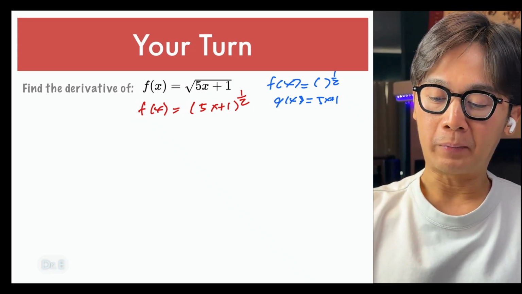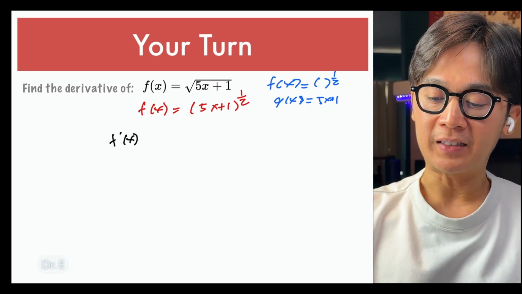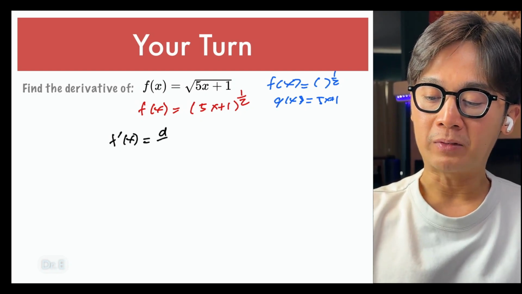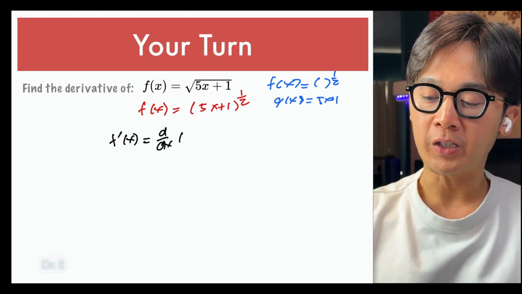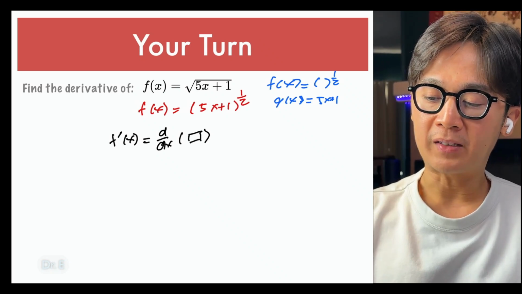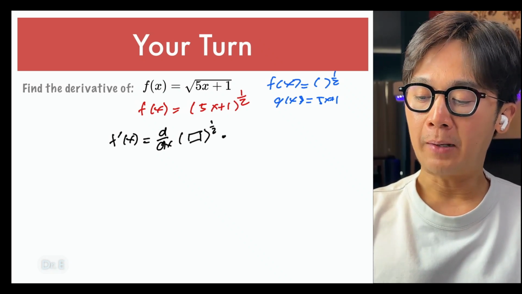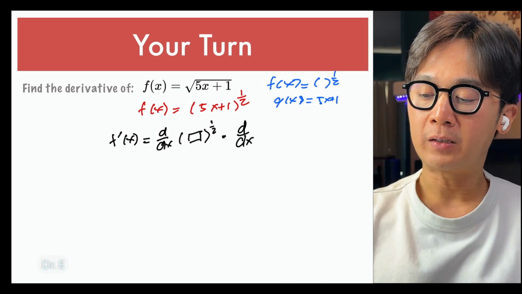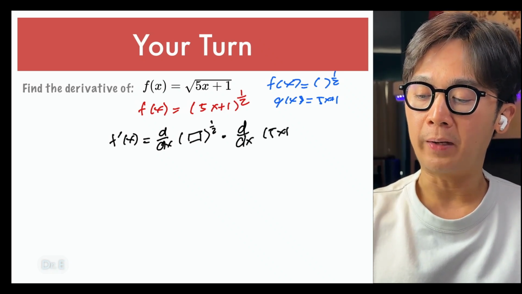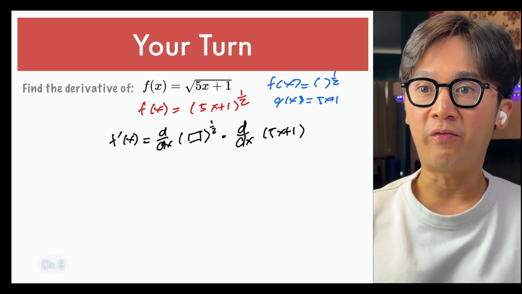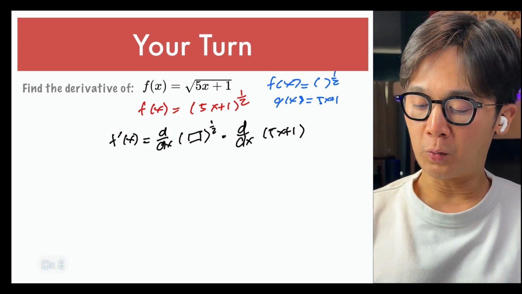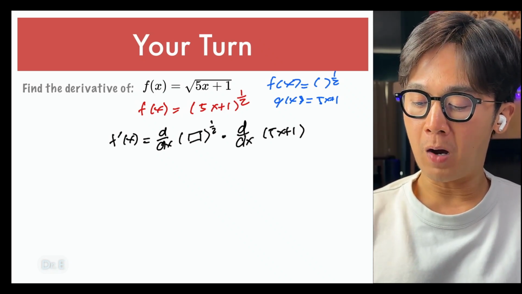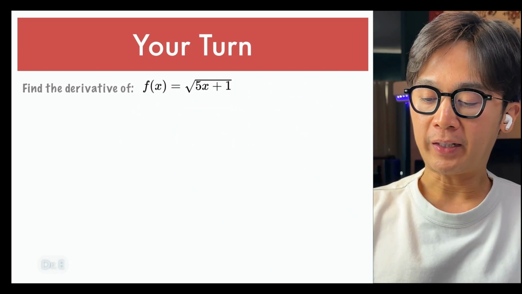Now I'll be writing f prime of x instead of f of x, because now I'm taking the derivative of the main function, which is parentheses to the 1/2, times the derivative of my subfunction, which is 5x plus 1. Of course, the derivative of the subfunction is easier, so let's work on the derivative of box raised to 1/2.